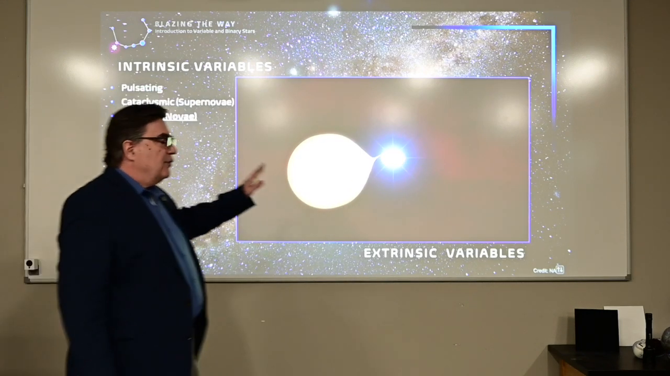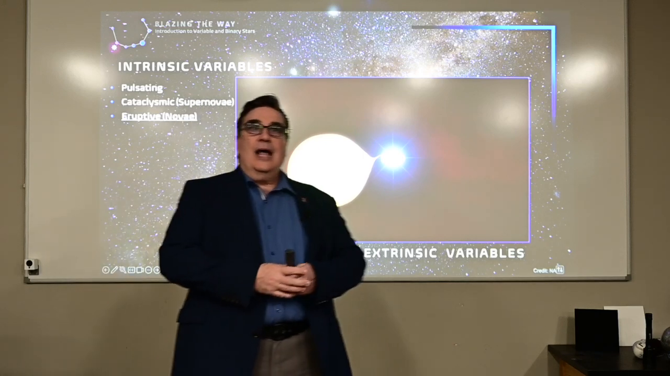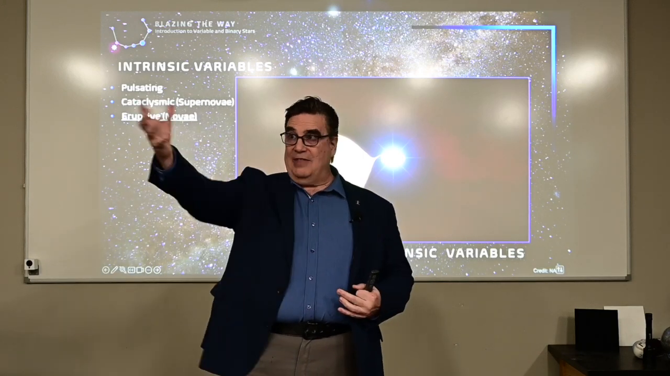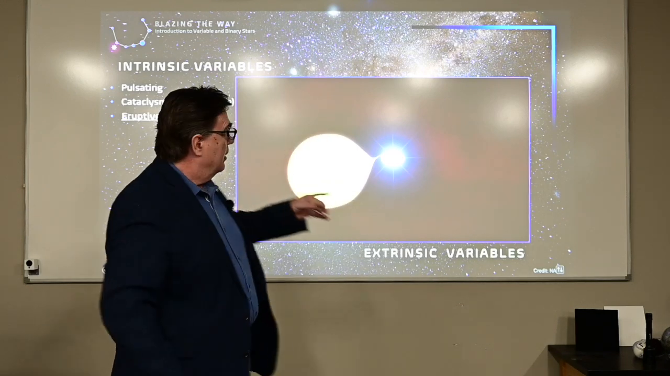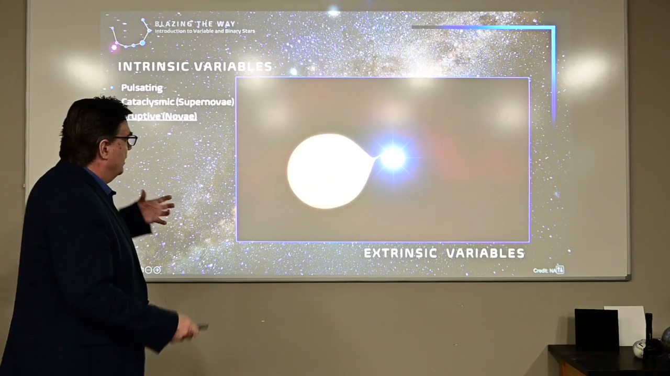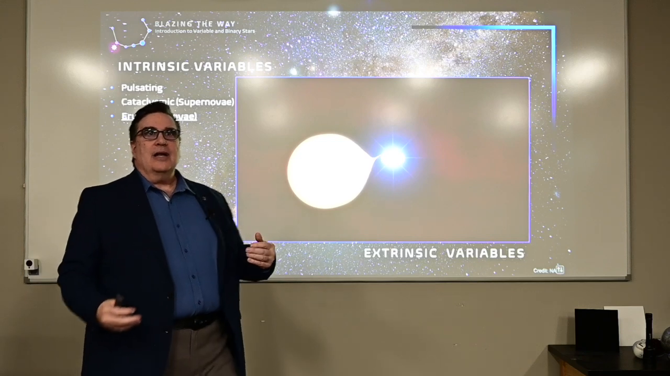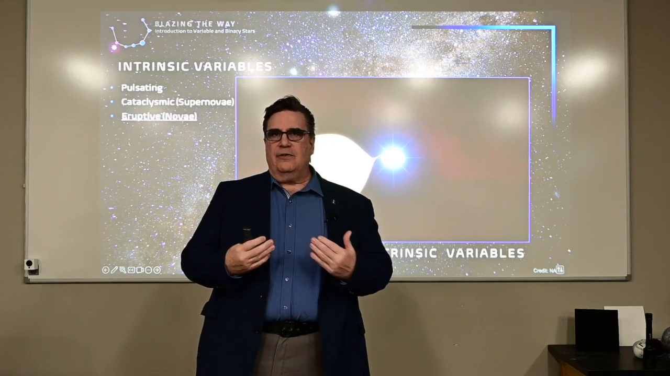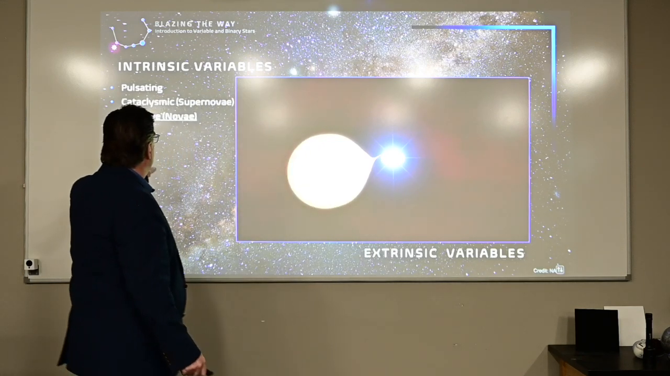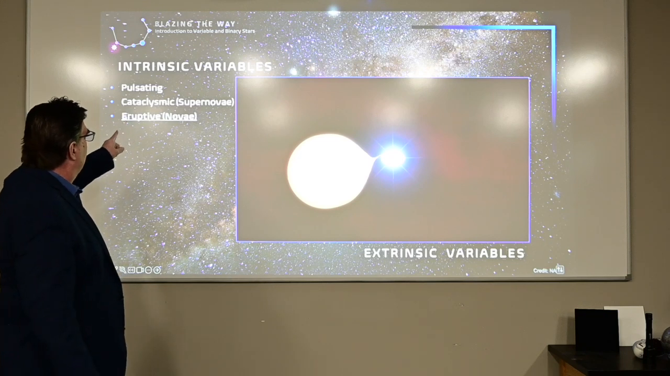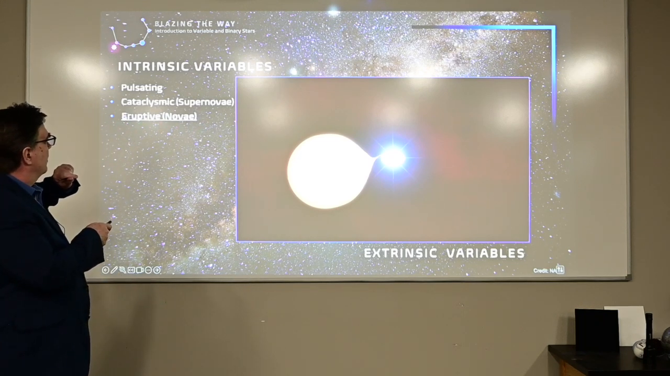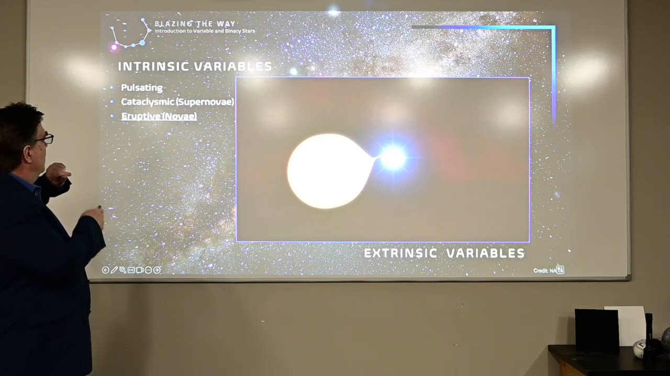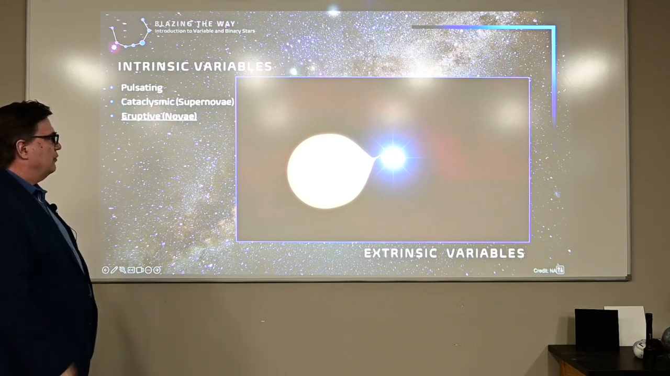Now, while we certainly have some outside influences, that fuel is coming from an outside star, because the eruption is happening on the surface of the white dwarf, this is considered an intrinsic variable. This is an eruptive intrinsic variable. There's our novae, compared to the cataclysmic intrinsic variable, the supernova.